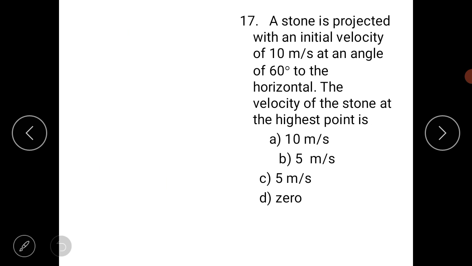A stone is projected with an initial velocity of 10 meter per second at an angle of 60 degree to the horizontal. The velocity of the stone at the highest point. Here a stone has been thrown. So in case of projectile motion, suppose any object is thrown with velocity v naught.